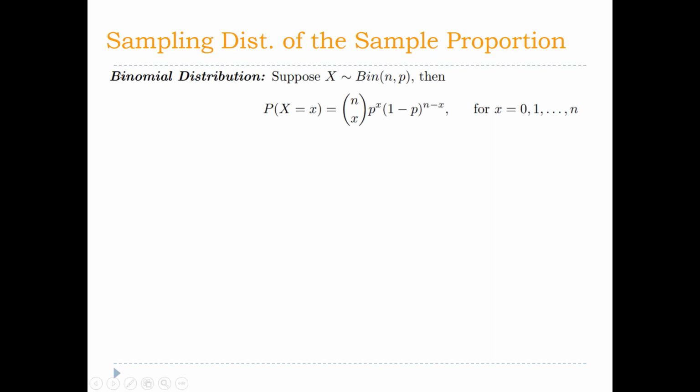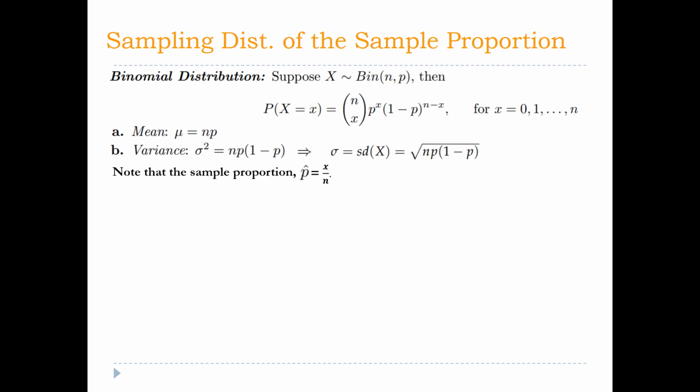Now let me talk about the sampling distribution of the sample proportion. And to do this, let me give you a review. Remember, if we have X following a binomial distribution with parameters n and p, this is the probability distribution function. We know that the mean of the binomial is n times p, and the variance is given by np times 1 minus p. And therefore, if you want to get the standard deviation, you just take the square root of that.